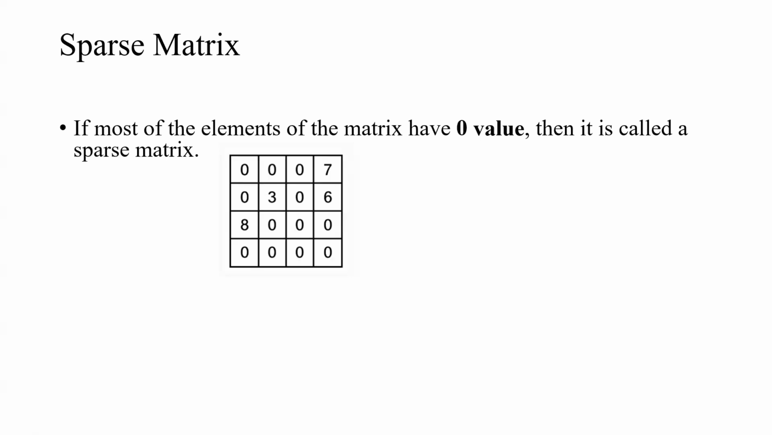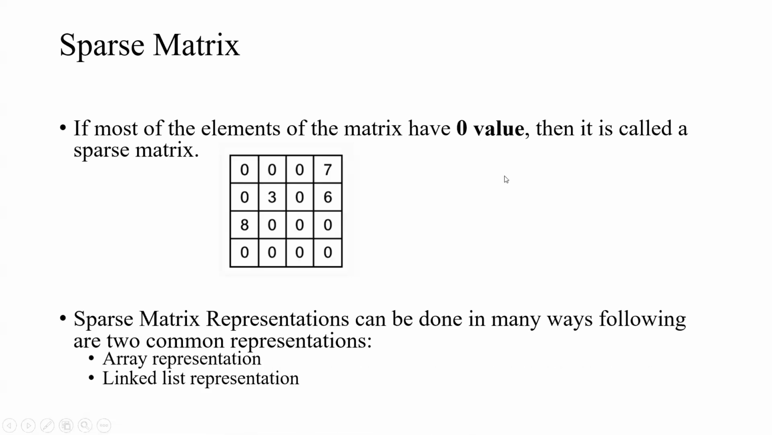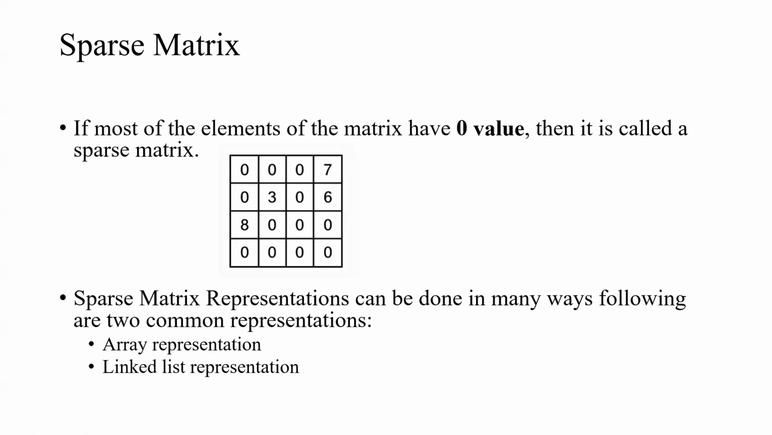So we can represent sparse matrices by some other representation that will save us complexity, traversal time, and storage. There can be many ways in which we can represent sparse matrices. We will discuss two ways: array representation and linked list representation.